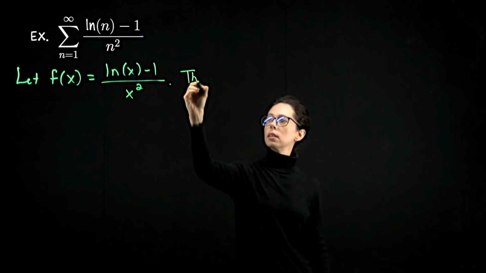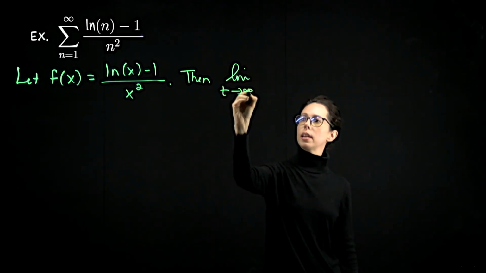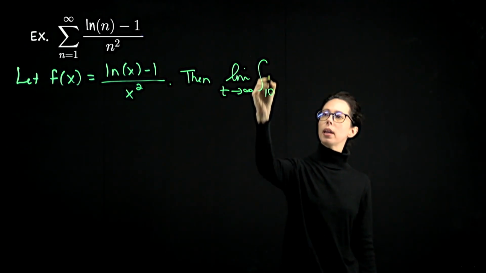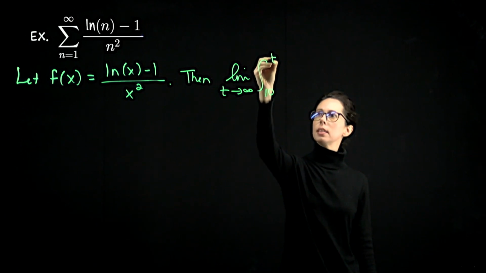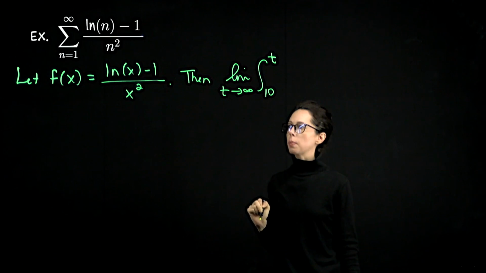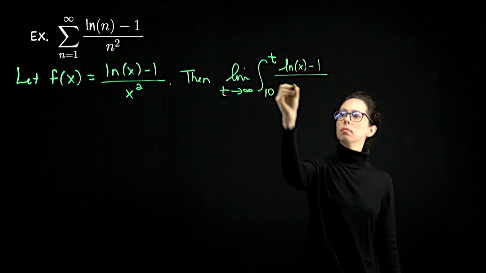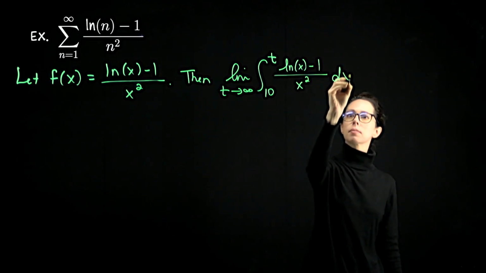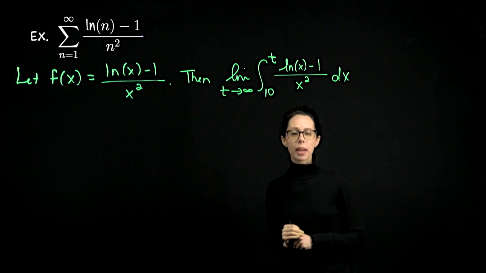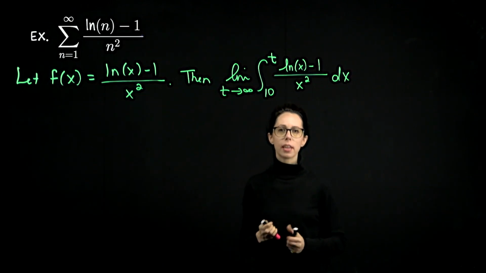So let's go ahead and set up the improper integral, the limit as t goes to infinity of the integral from 10 to t. So I'm picking a lower bound of 10, and that's t. Okay, then we'll do natural log of x minus 1 over x squared dx. You can experiment with this integral for a minute. You can try u substitution or something like that. This is an integration by parts integral.